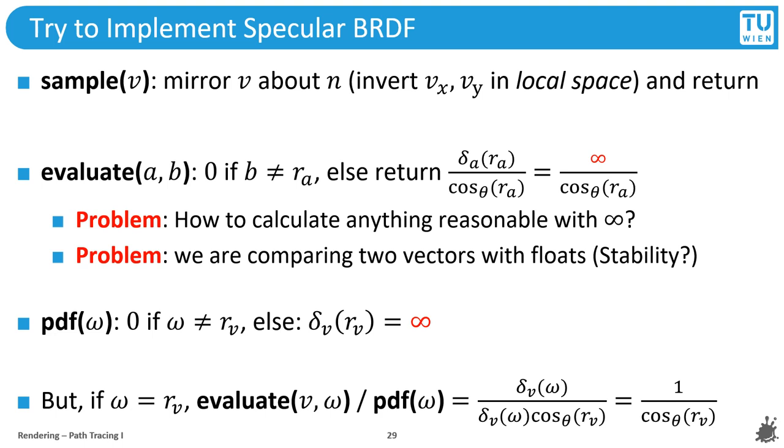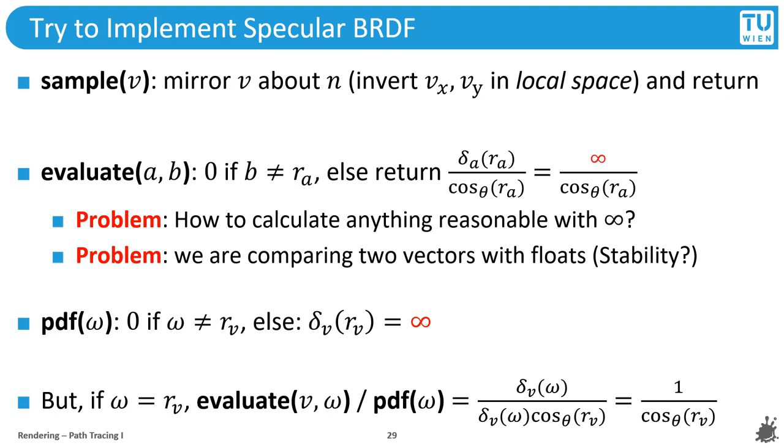We are supposed to evaluate the BRDF for any two vectors. Remember that what we should return here is the ratio of the irradiance that arrives on the surface from one direction and is reflected as radiance to the other. This is easy when the two vectors are not mirrored versions of each other. But what if they are?